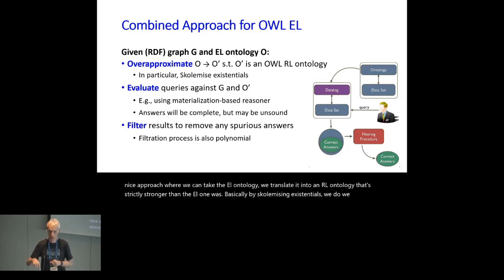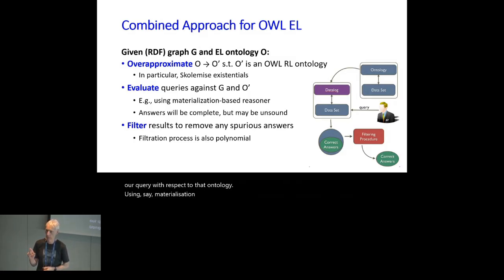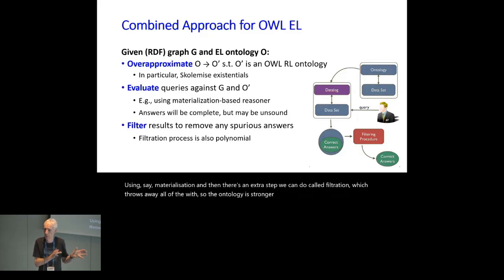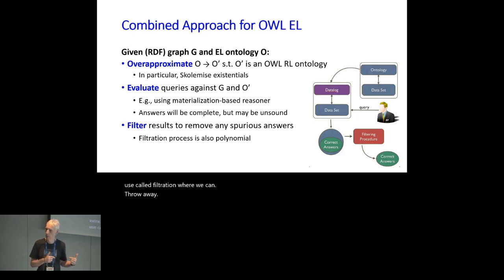We answer our query with respect to that ontology using, say, materialization. And then there's an extra step we can do called filtration, which throws away... so the ontology is stronger when we've done that. So we may get some extra spurious answers. We'll definitely get all the good answers, but we may get some extra answers that are wrong, actually. But there's another polynomial process we can use called filtration, where we can throw away the spurious answers and guarantee to be left with just the correct answers. So we can use this materialization-based approach also with EL ontologies.